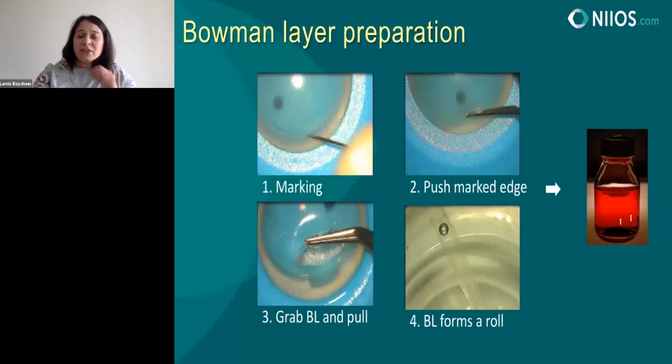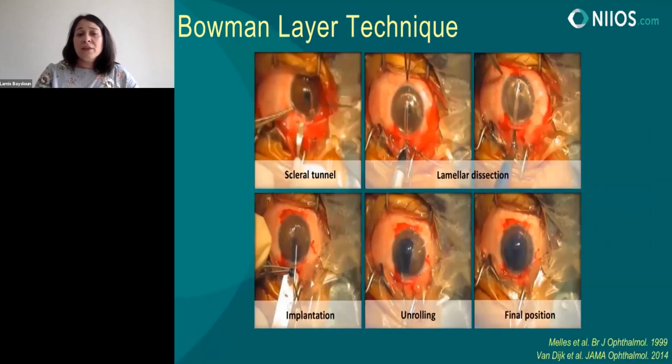Here you see the preparation of the Bowman layer. This we do in the eye bank in Rotterdam, where you create this thin roll, just like you see in DMEK, for instance. It takes a little while to prepare this, but if you have an experienced technician, then you are able to achieve this. And here you see the surgical technique. It simply looks the same as the DALK technique. The only difference is that you are dissecting at a different depth.